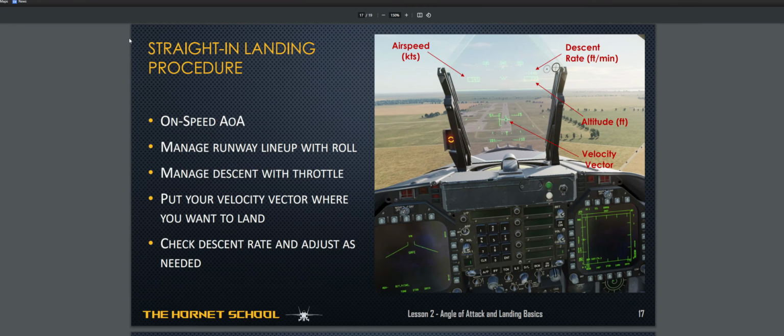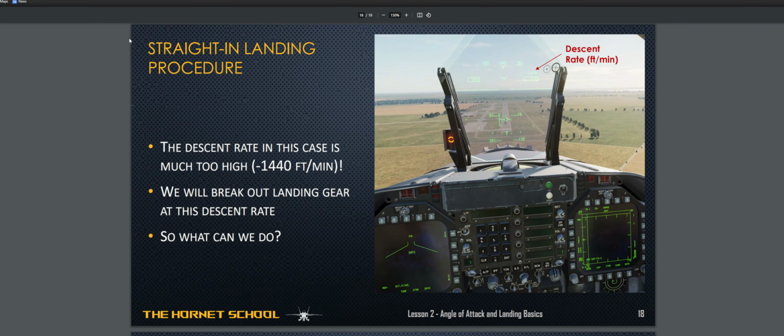Straight-in landing procedure. On-speed AoA, manage runway lineup with the roll, manage descent with throttle, put your velocity vector where you want to land, check descent rate, and adjust as needed. The descent rate in this case is much too high. We're seeing it at 1,440 feet per minute. We will break our landing gear at this descent rate. So what can we do?